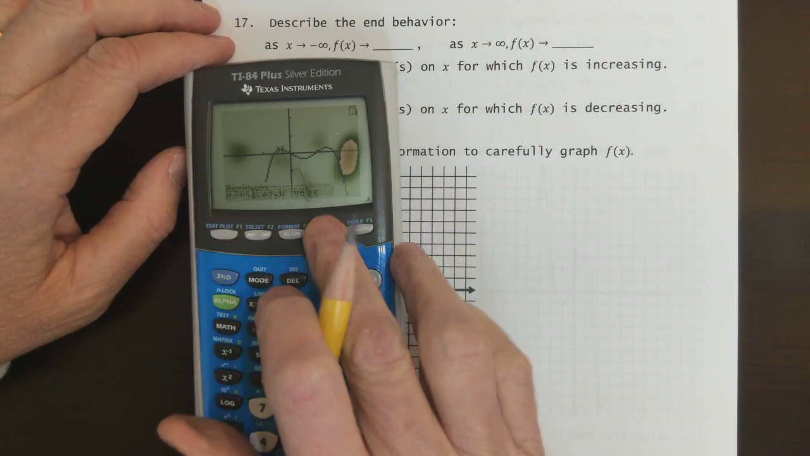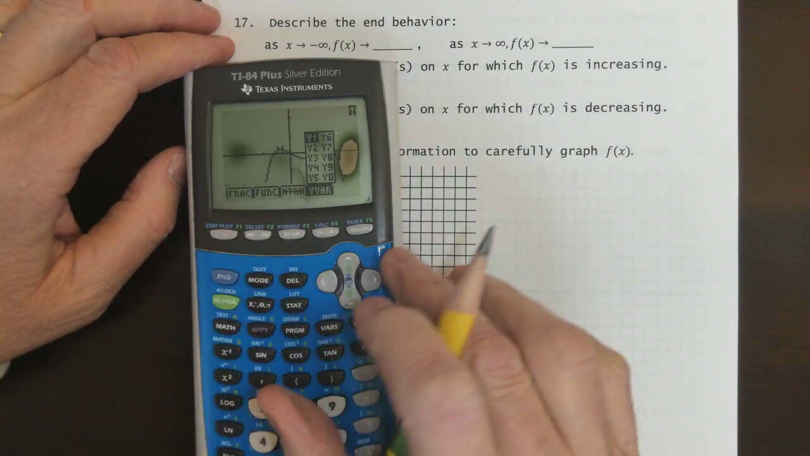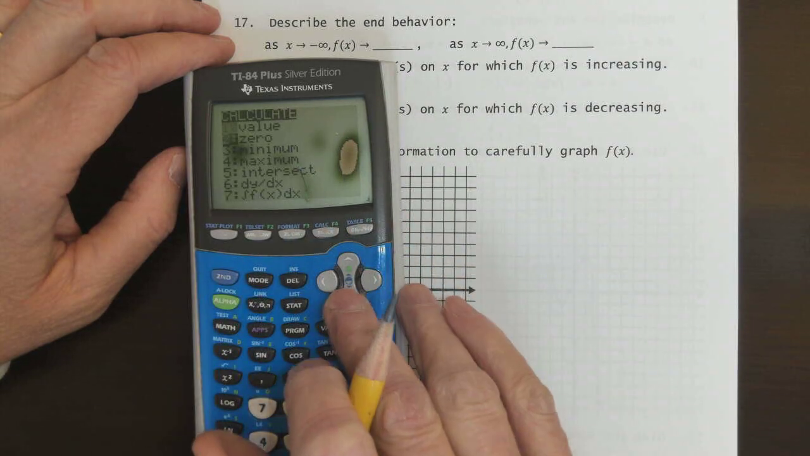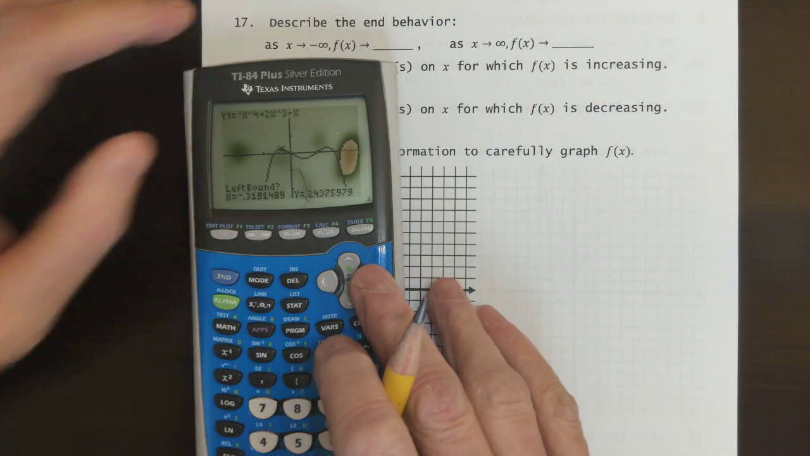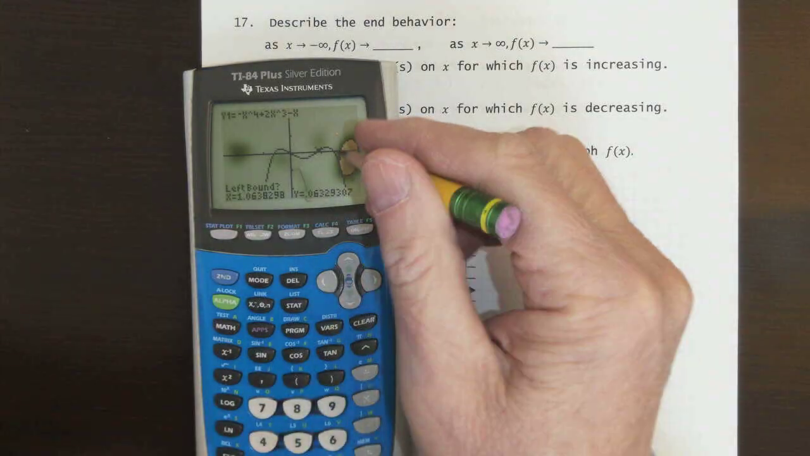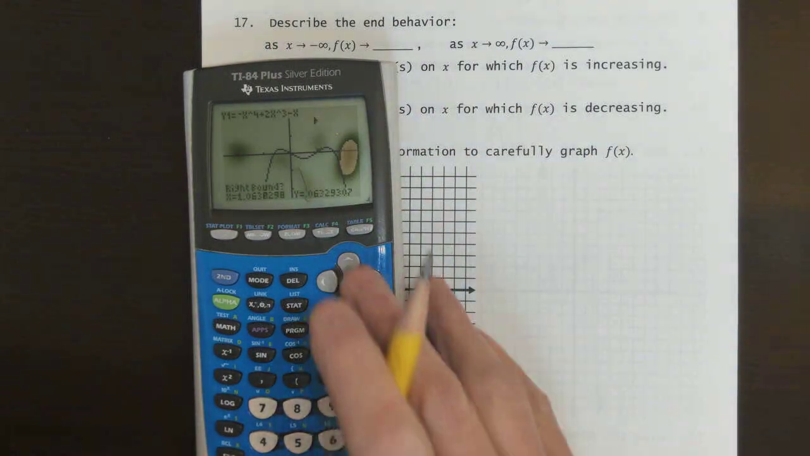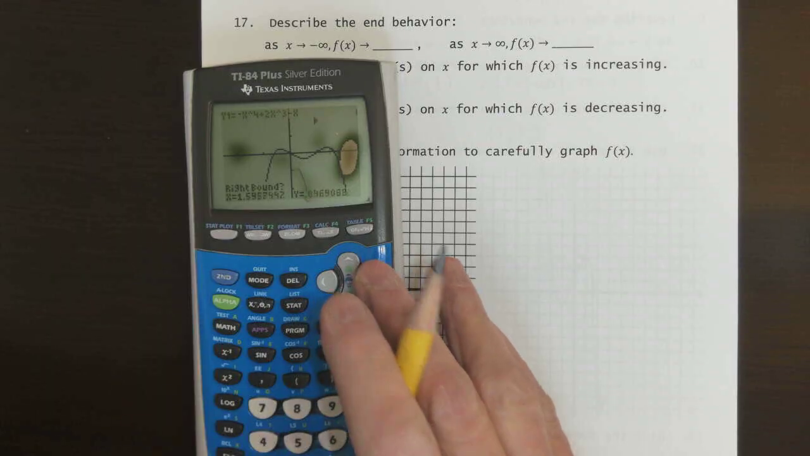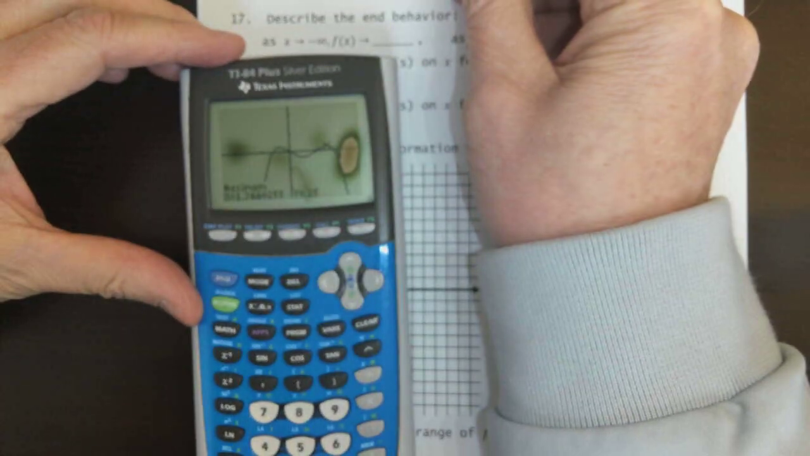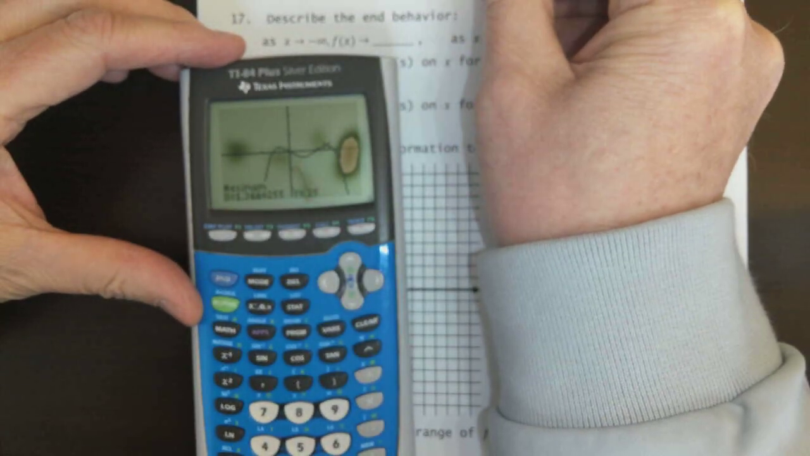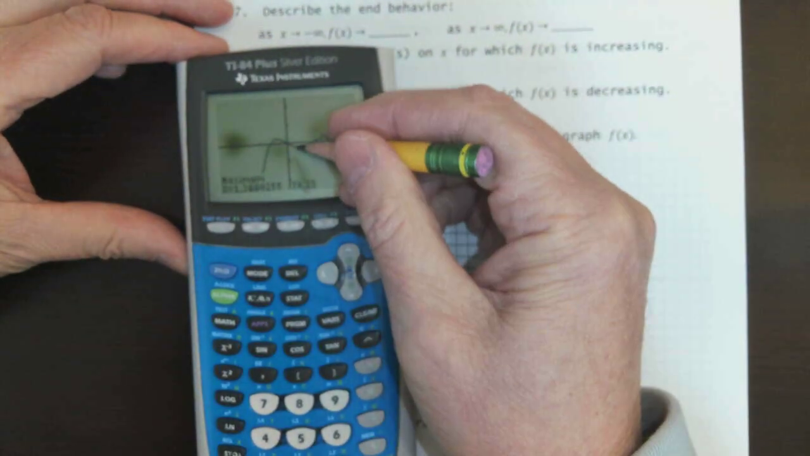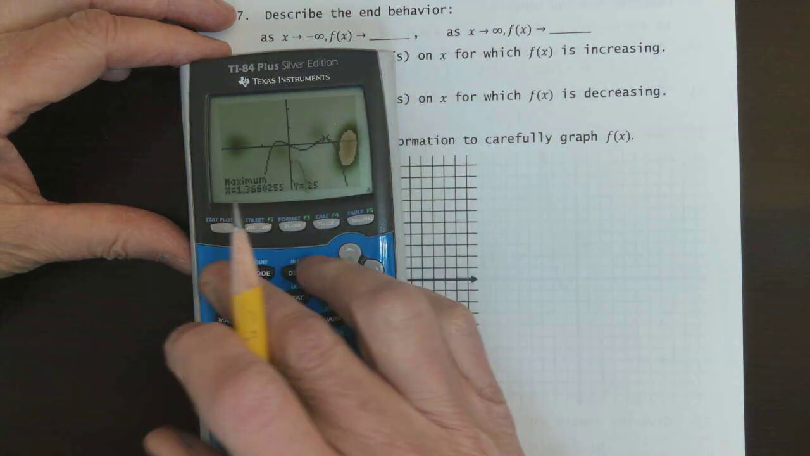Second calc, I want another maximum. All right, so I'm sending it here on the left side, enter, get on the right side, hit enter again, and I'll get 1.37, 0.25 for that one. And this is a minimum, it's a relative minimum.